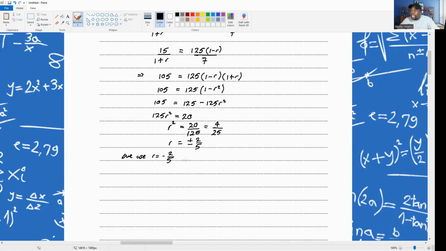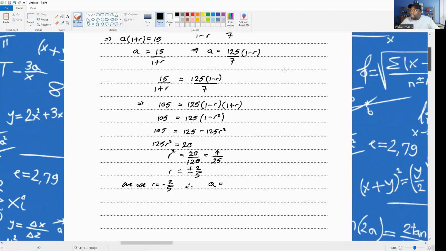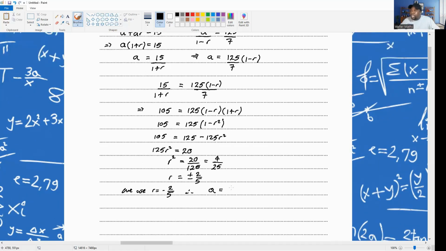And we therefore can find a, and we can find a from any. So 15 over 1 plus r, that's 15 over 1 plus r, which is 1 minus 2/5. So this is as good as 15 divided by 1 minus 2/5, which is 3/5, which is 15 times 5 over 3. So 25. So a is 25. So with a is 25, r is minus 2/5.